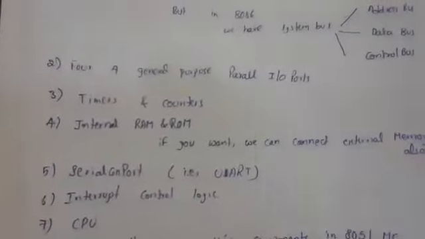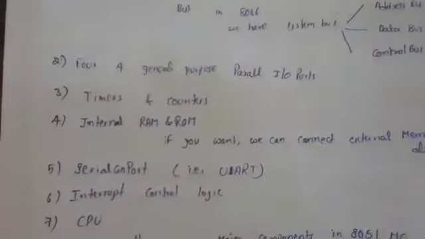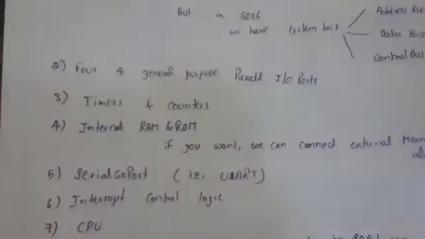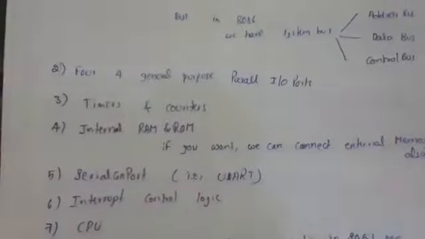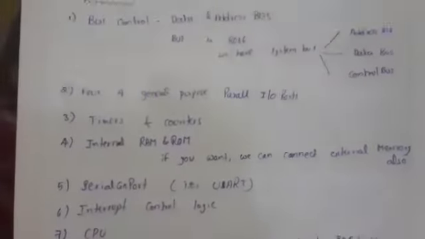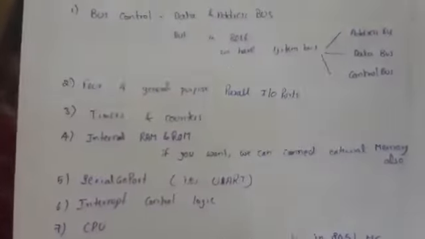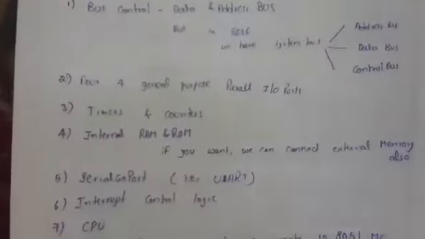Sixth one, we are having the interrupt control logic. Those can be either software or hardware interrupts. And last one, CPU, central processing unit. So these are the main components in the 8051 microcontroller. Now we discuss these components in detail.